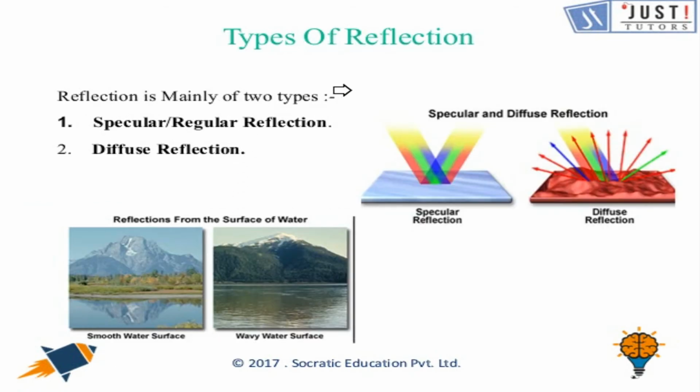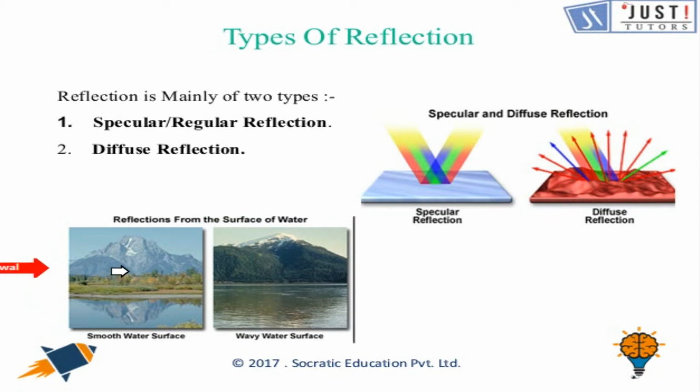So now we have types of reflection. There are basically two types of reflection. Reflection is divided into types using the surfaces. If you have a smooth surface, the incident light will be reflected back in the same direction, and this kind of reflection is named specular reflection or regular reflection. While if you have a rough surface, then the reflected light will scatter in all directions. That is named diffuse reflection, as you can see with the real life example here.